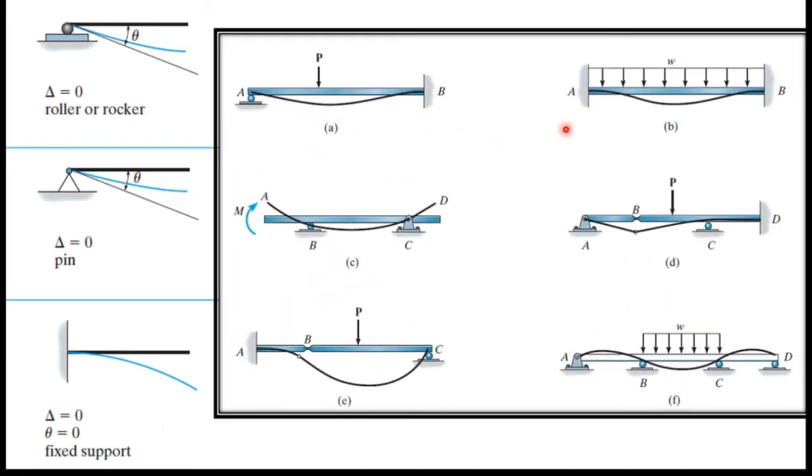You can see 6 beams here, and they show how these beams deflect in different conditions. In A, you can see a roll support and a fixed support, and here is the deflected shape of this beam under a point load. Likewise you can see 6 examples. You can observe and study these conditions for your further knowledge.